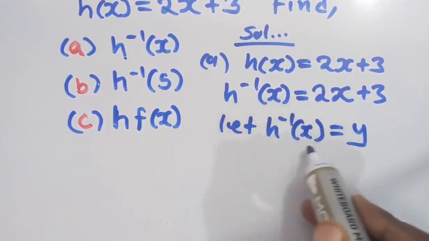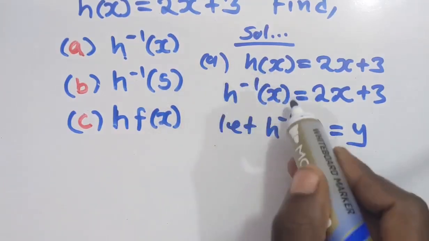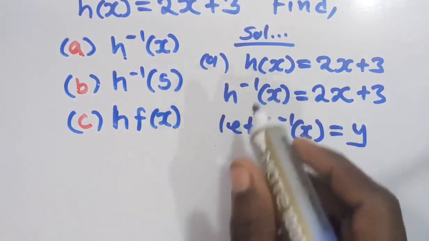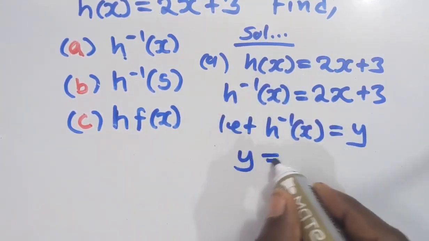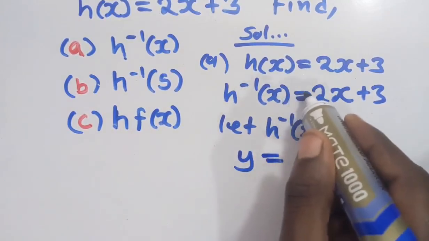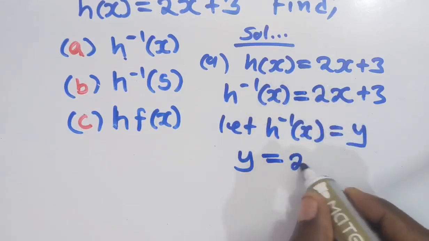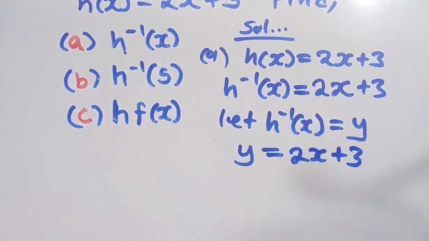If this is equal to y, meaning that we are going to substitute this by y. We are going to remove this and put y. Then we continue with an equal sign: y is equal to 2x plus 3.